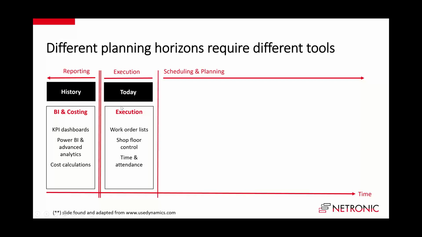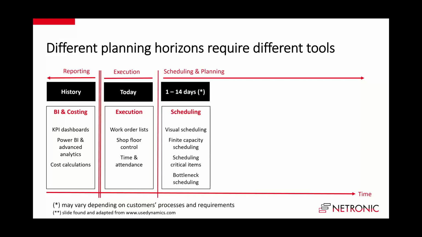This is what is happening on the shop floor right now. This is also not our strong part. This is where you have work order lists, shop floor control systems, MES systems, time and attendance systems. And then comes scheduling. This is maybe what is going on from today for the next 2 weeks, for the next 3 weeks. This may vary, and we have customers who plan from tomorrow to 4 weeks, 5 weeks, 9 weeks in advance, but definitively with a given time horizon.